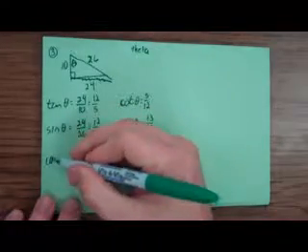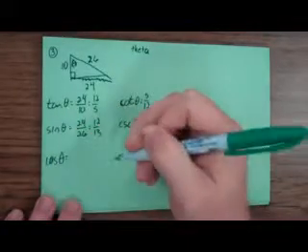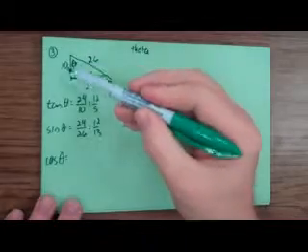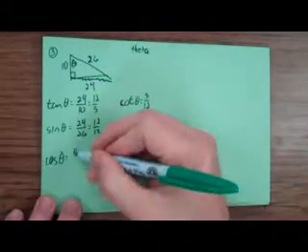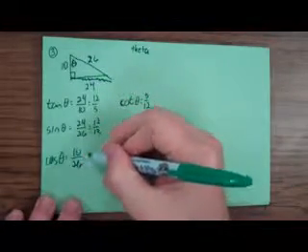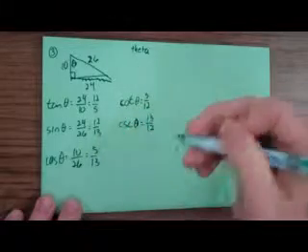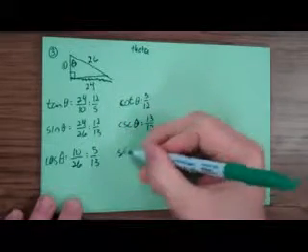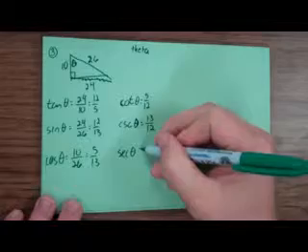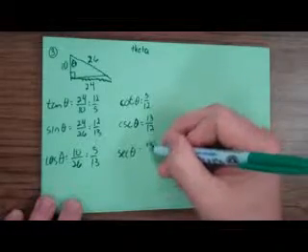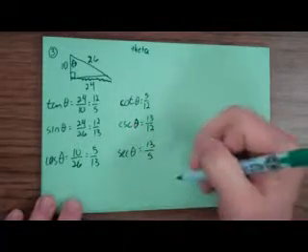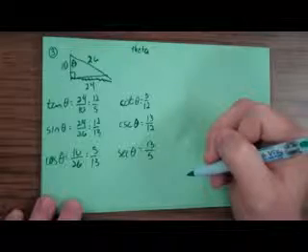Go over to the cosine. The cosine is the adjacent over hypotenuse. The adjacent is 10. The hypotenuse is 26. This is 5 over 13. And the secant, the reciprocal of the cosine, is 13 over 5. The reciprocal of 5/13 is 13/5.